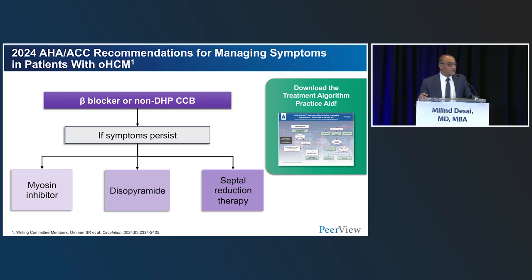So what do the ACC/AHA guidelines say? Beta blockers or non-dihydropyridine calcium blockers, try them as first line. If symptoms persist, then you have myosin inhibitor, disopyramide, septal reduction therapy. I don't know, Anjali, about your practice, but in my practice, we are not that heavy, if at all, on disopyramide. So I don't know how we get the same level of indication here, but we can talk about it.